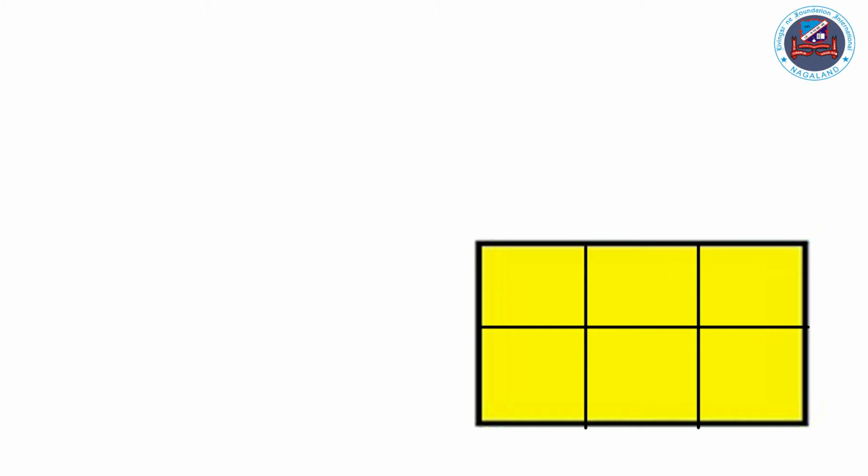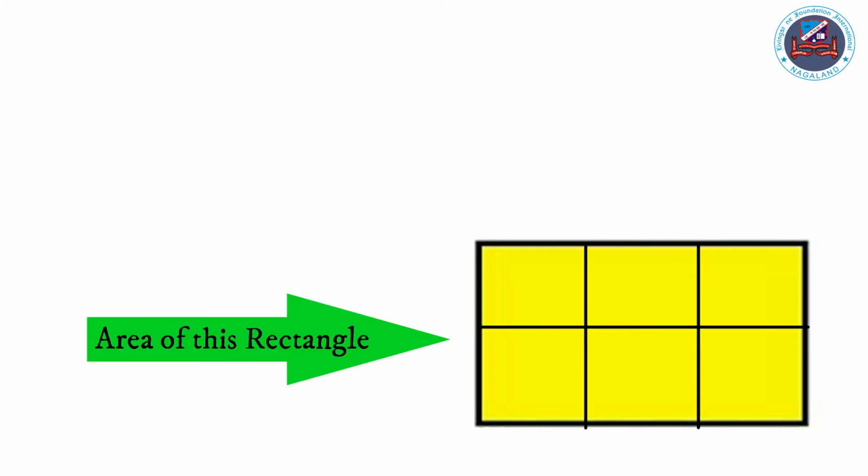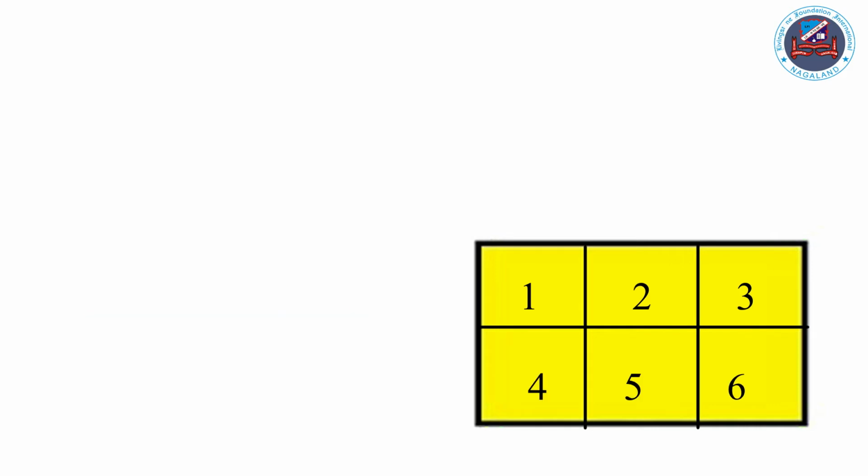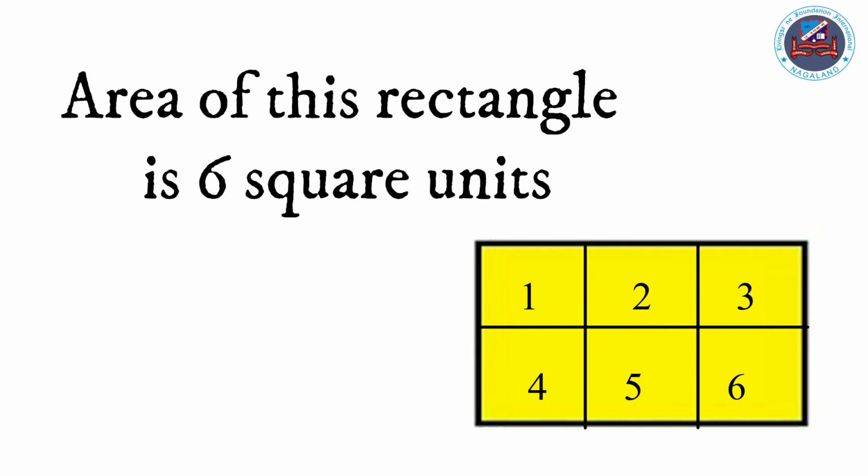Let's try figuring out the area of this rectangle. Remember, the area of a shape is the space inside of the shape. So how many square units are in this rectangle? Let's count the square units. 1, 2, 3, 4, 5, 6. There are 6 square units in this rectangle. That means the area of this rectangle is 6 square units.